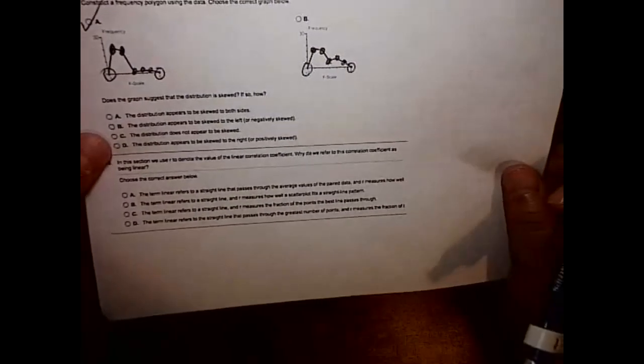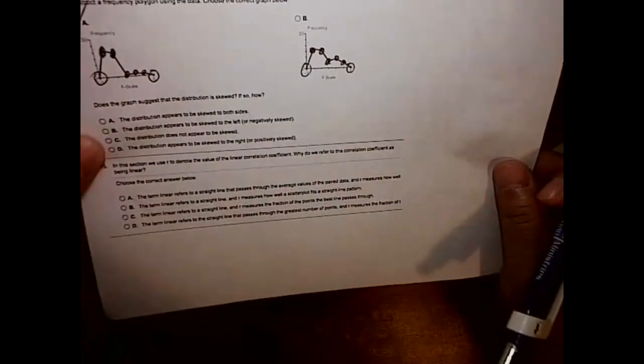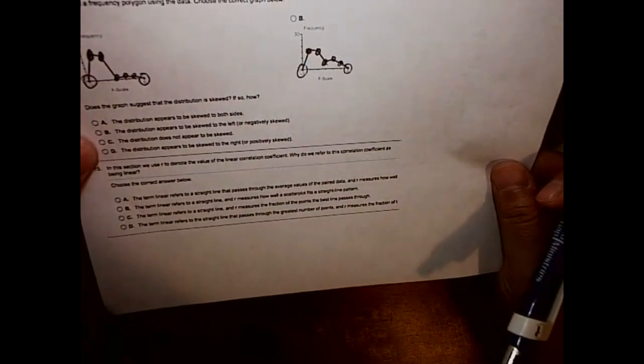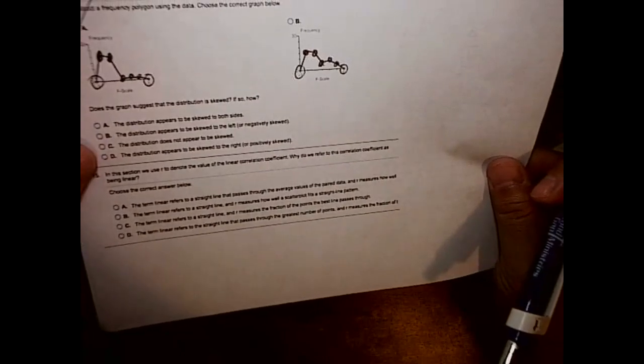And the last part says, does the graph suggest that the distribution is skewed? Yeah, it's skewed to the right. The distribution appears to skew to the right. I'll choose D. Not B, okay? B says the distribution appears to be skewed to the left.